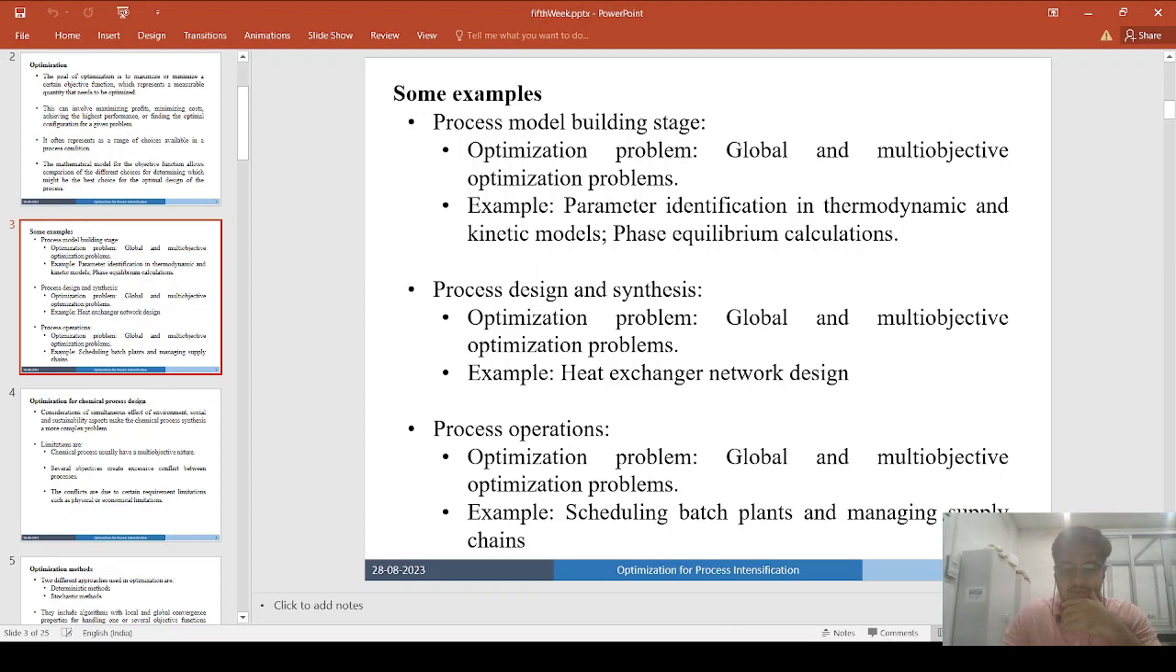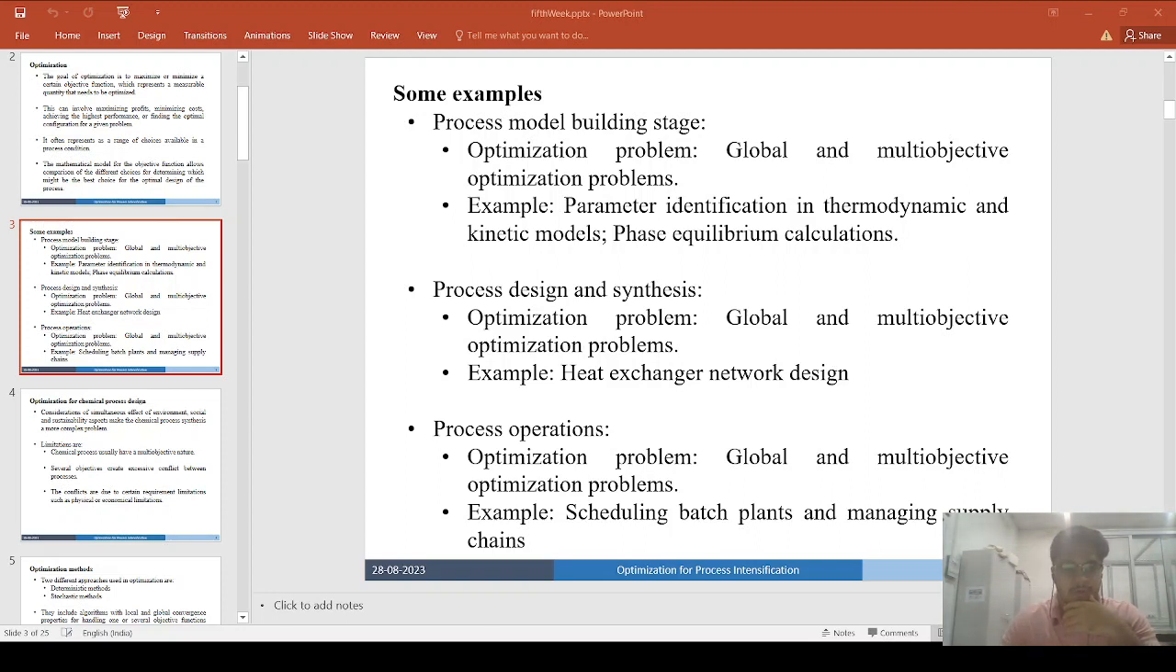So some examples could be that, in the process model building stage, the optimization problem is a global, multi-objective optimization problem. So your optimization problem at the process model building stage is global in nature. It's not that you are focusing on a local point, but on a global model. On the whole model, your goal is to perform the optimization process on the process model itself.